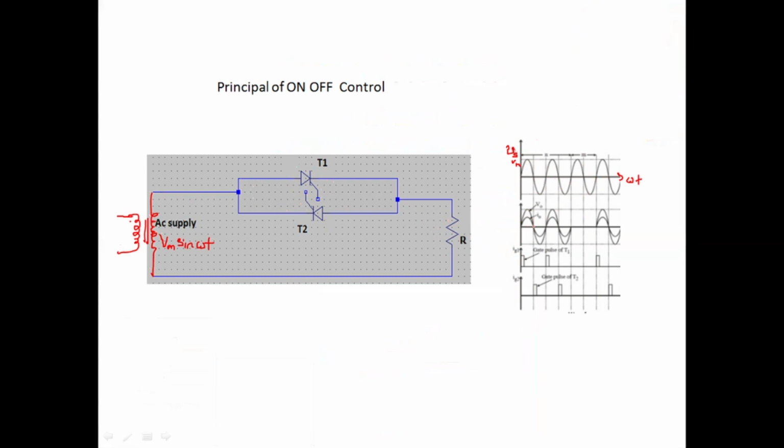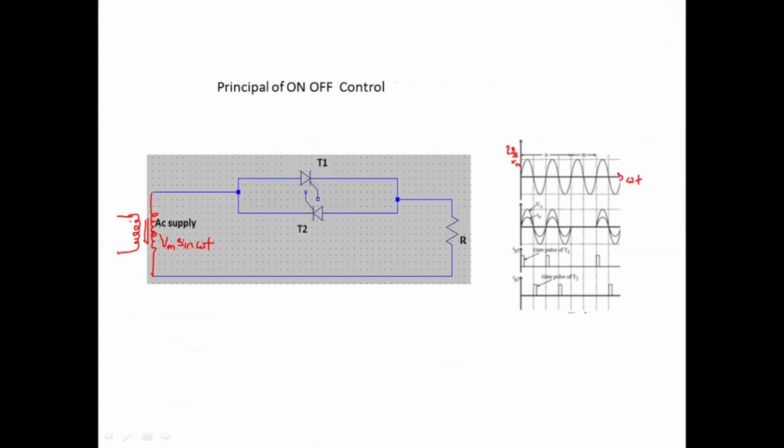the complete half cycle. Then in the beginning of the negative half cycle, we apply gate pulses to thyristor T2. Here we have shown it. That's the reason T2 is conducting. It is acting like a closed switch. So current right now is flowing in this way, at the negative half cycle.